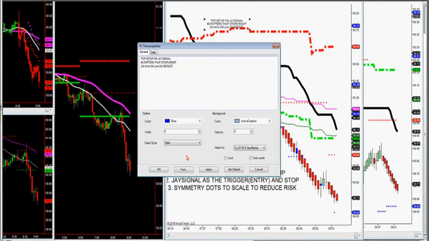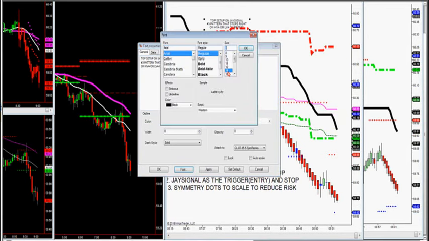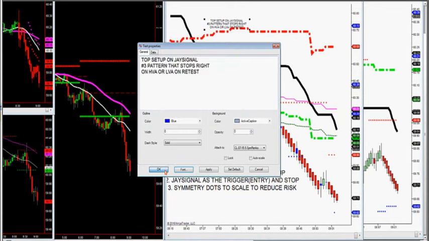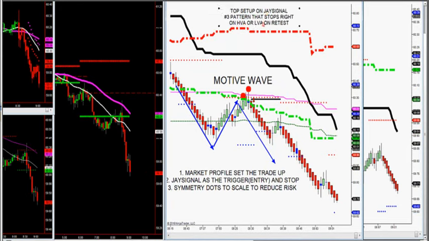If you get a break of LVA or HVA with the 5-minute trend and it stops exactly on market profile, that's your top setup that you're going to get. You can't get a better setup than this. It was the exact same trade yesterday, and it worked again today.